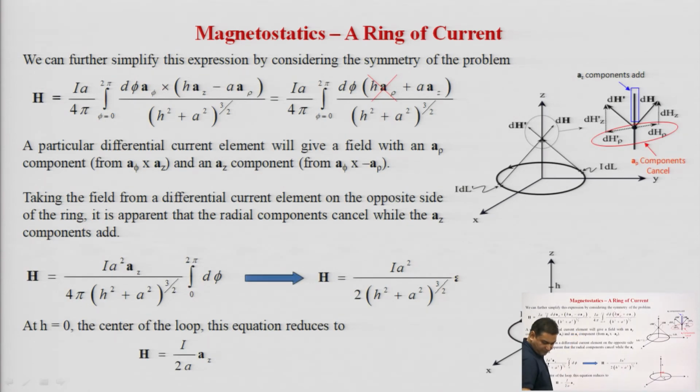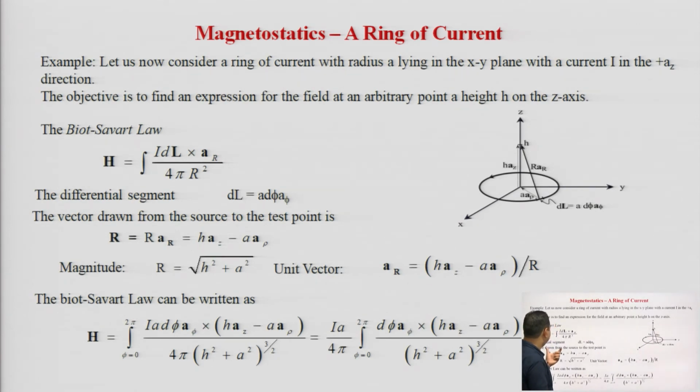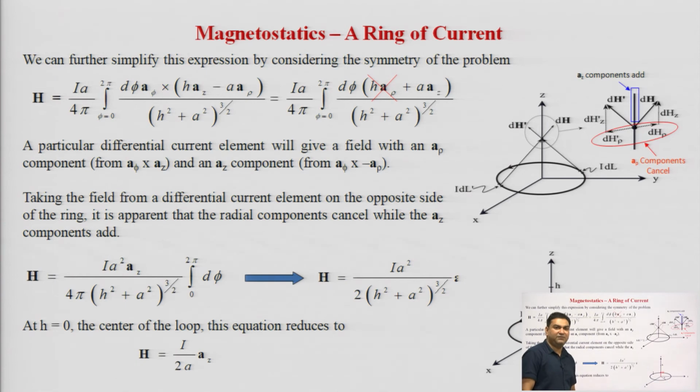This is a very important factor, and it is denoted in terms of the differential segment. Likewise, dl is equal to a d phi a_phi, and the vector drawn from the source to the test point is given as the radial distance R. This R a_R is given as h a_z minus a a_rho. The calculation is given here, the magnitude is given like this, and the unit vector is given like this. By replacing all these terms and parameters in the Biot-Savart law, we can define the magnetic field intensity for the ring of current, and this is the whole geometry and the calculation.